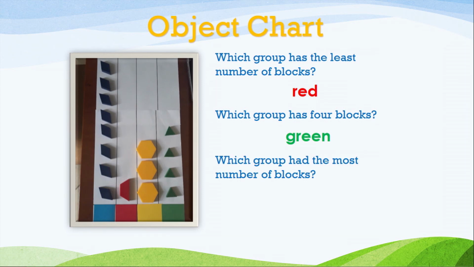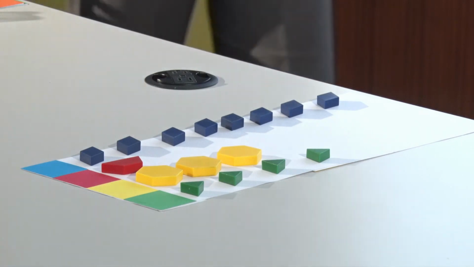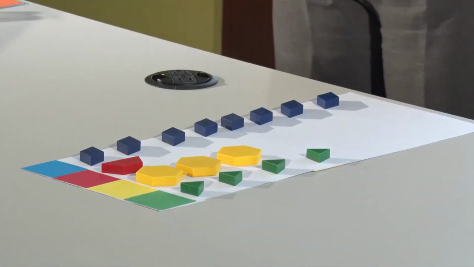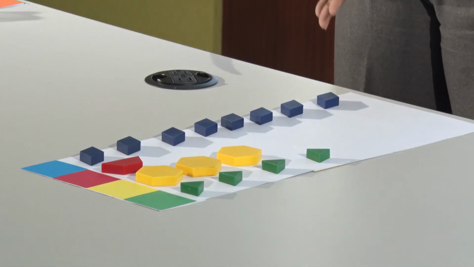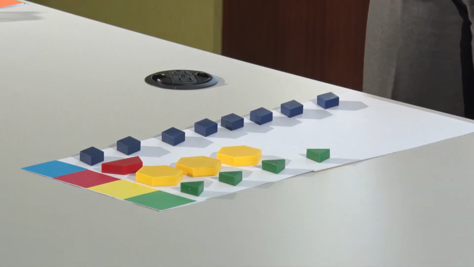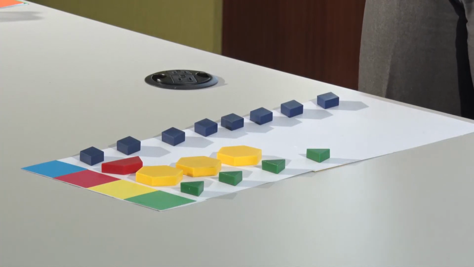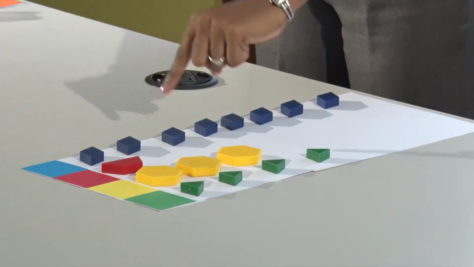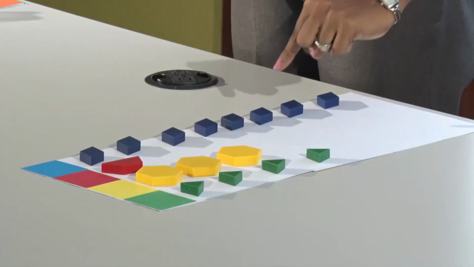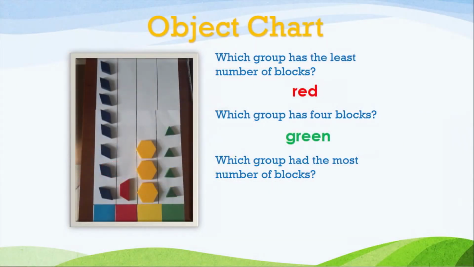Which group had the most number of blocks? Well, from our object chart, we can see which group has the most number of blocks. That is blue. Let's count and see how many blocks there are. 1, 2, 3, 4, 5, 6, 7, 8. So the group which has the most number of blocks is blue.